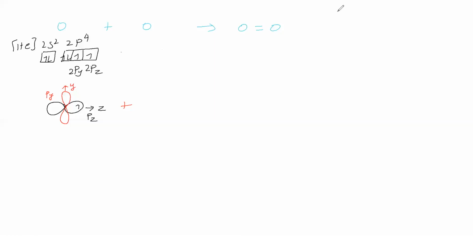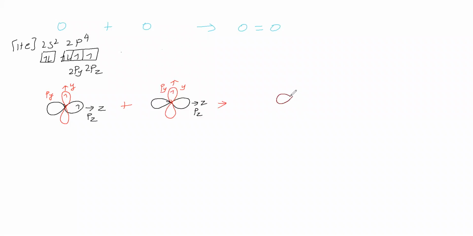Then next, for this second oxygen atom, we will take a pz orbital, and perpendicular to it we take the py orbital, perpendicular to the z, that is the y. Py orbital contains one electron. Now both these orbitals come closer for overlapping.